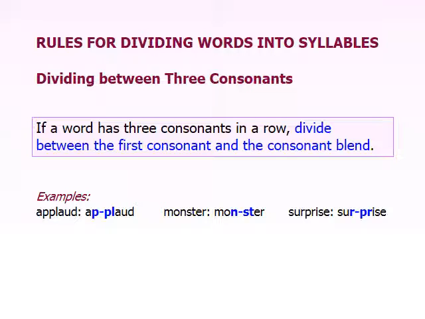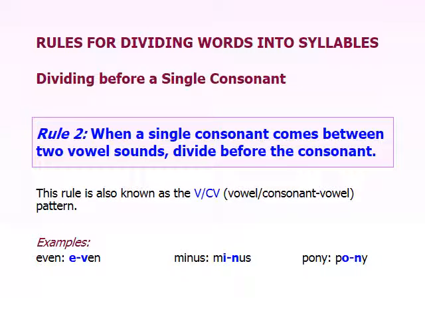And we're going to divide between the N and the S because we want to divide between the first consonant and then the consonant blend. And the same is true for surprise. We have a vowel U, consonant R, consonant P, consonant R, and then a vowel I. So we're going to divide between the R and the P.